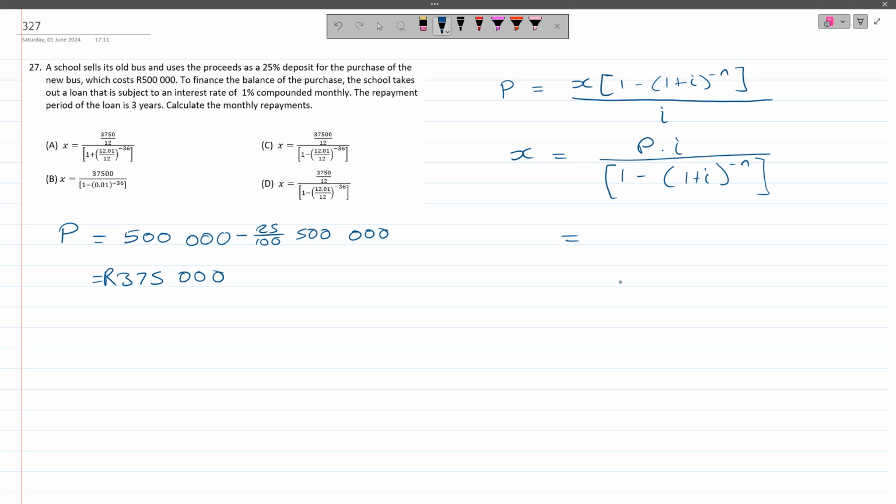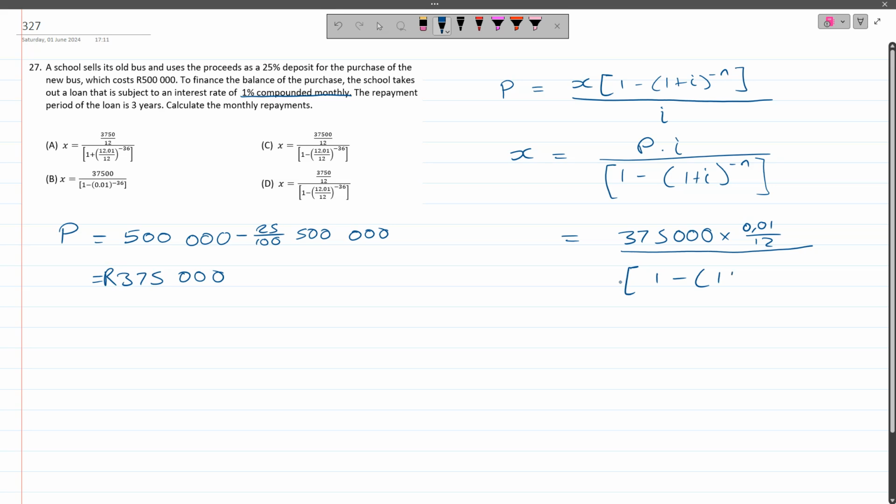Therefore, we put that in as 375,000, but we multiply this by 0.01 since it's at 1% compounded monthly, so we divide by 12, and we say this is all over 1 minus (1 plus 0.01 over 12) to the power of minus n. The value of n, since it's being repaid monthly and over 3 years, will be 3 times 12, which would give us 36.